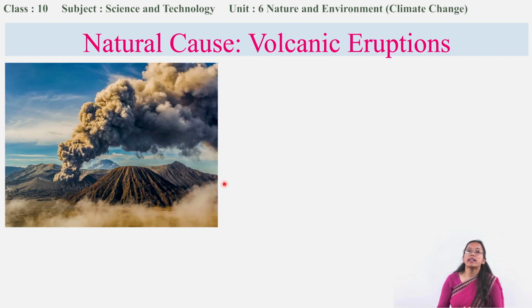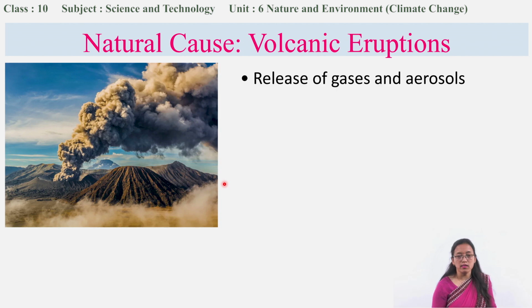Next one is volcanic eruption. How does this volcanic eruption, which is a natural cause, help in the climate change? Let's discuss. It releases gases and aerosols. That means many harmful gases and many aerosols, small dots which are mixed in the air, that is called aerosols.